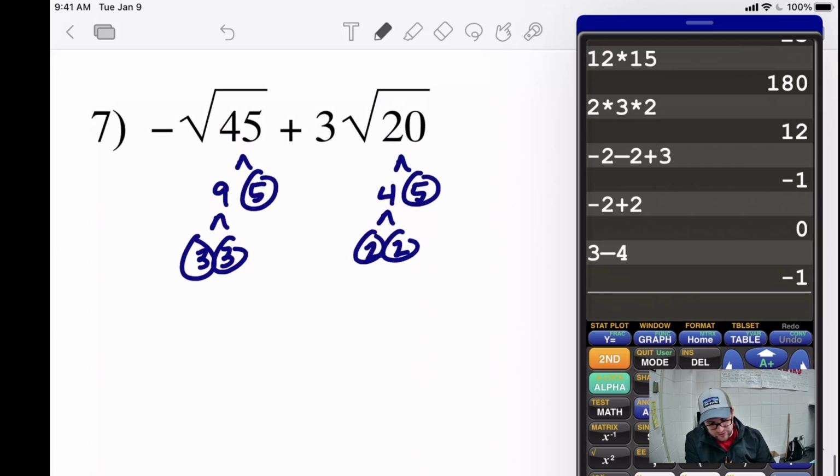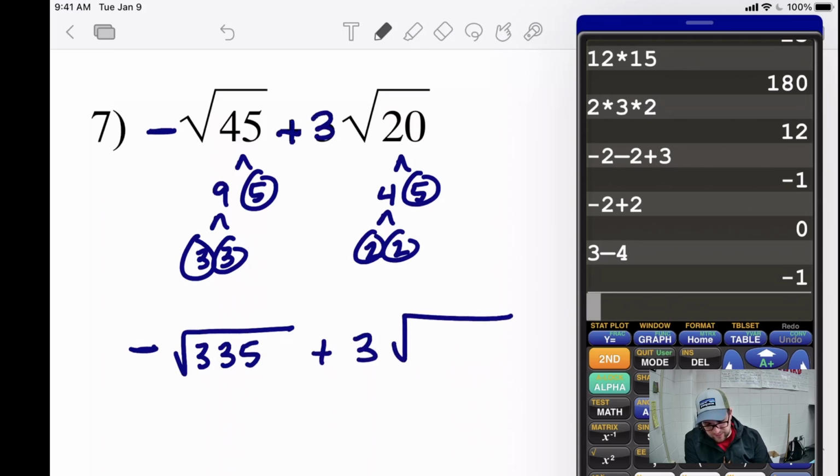So I can rewrite this as, now notice I'm going to copy down everything. So I have my negative. Now I'm going to write my radicals. So 3, 3, 5 inside, and then plus 3. And then I'm going to write my radicals, which is 2, 2, 5 for the second one.